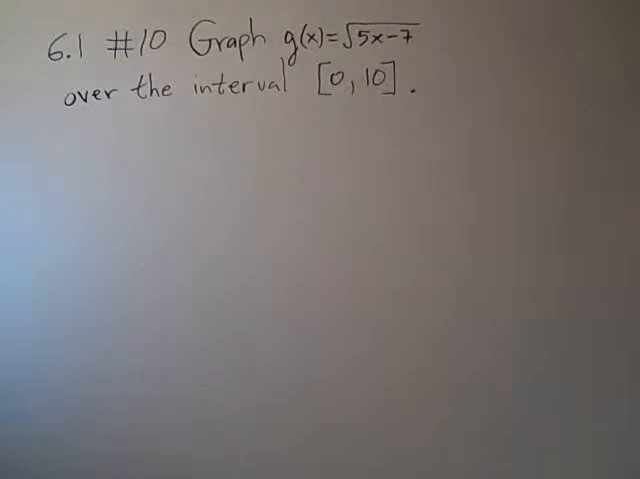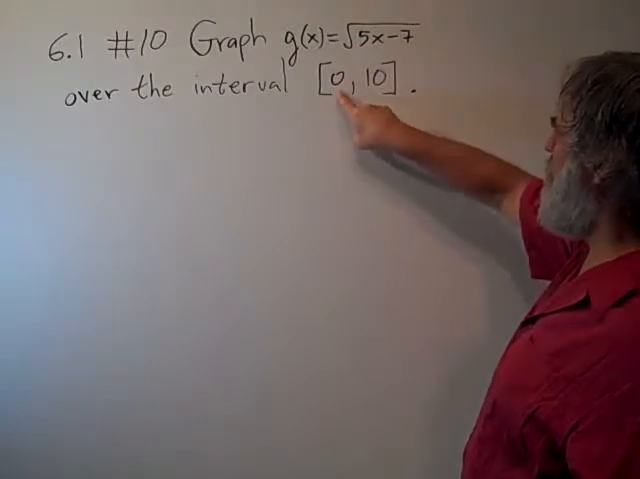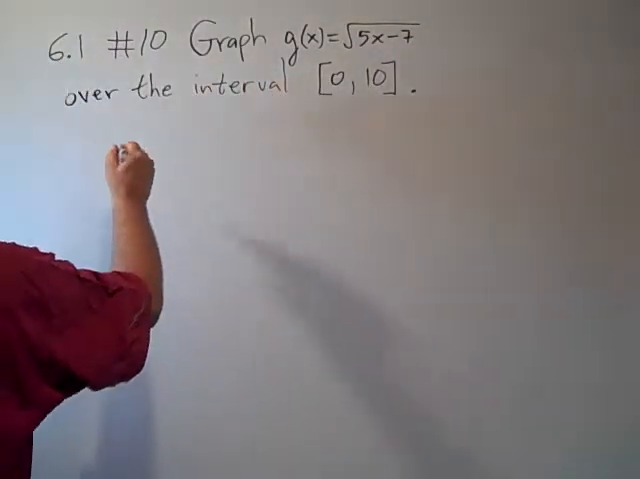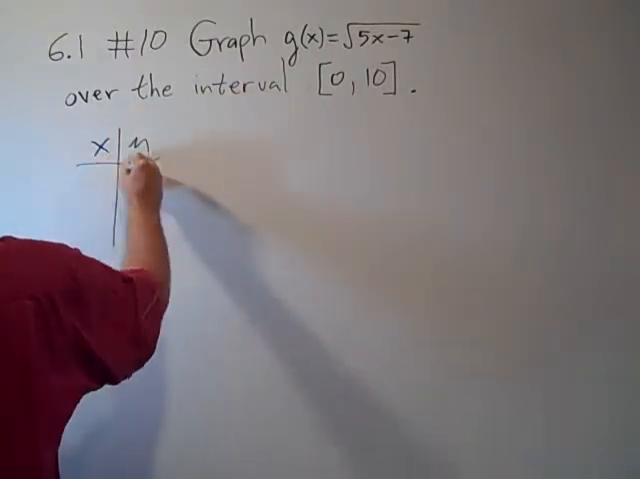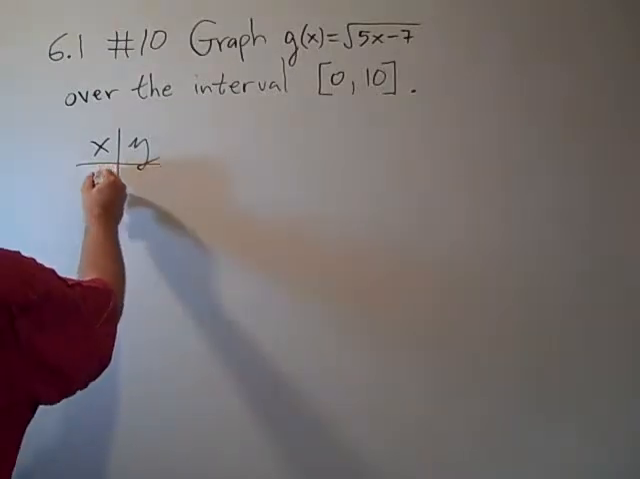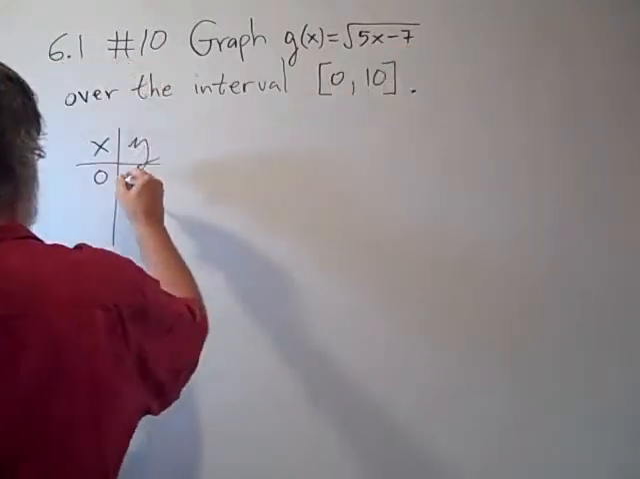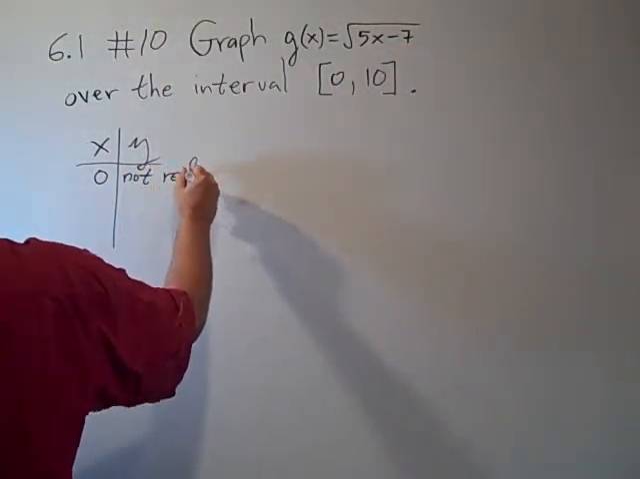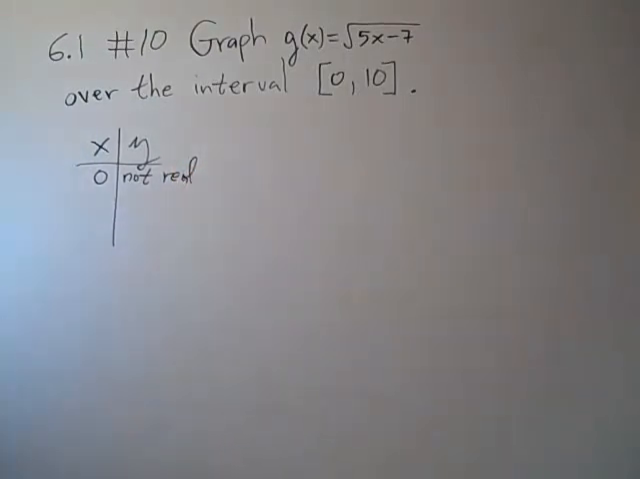Here we're to graph this function g of x equals the square root of 5x minus 7 over the interval from 0 to 10. So let's make a little table, an xy table, of points that are on the graph of this. And notice that if x is equal to 0, 0 minus 7 is negative, undefined. Well, for us it's not real. You may recall from your last class that that's an imaginary number.